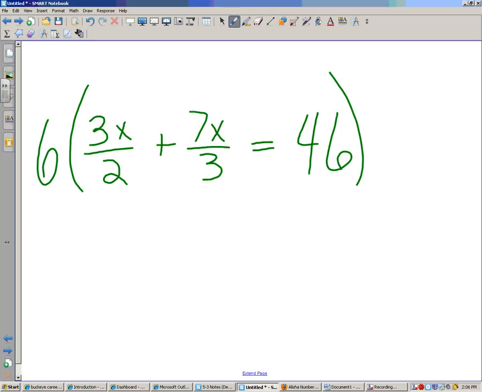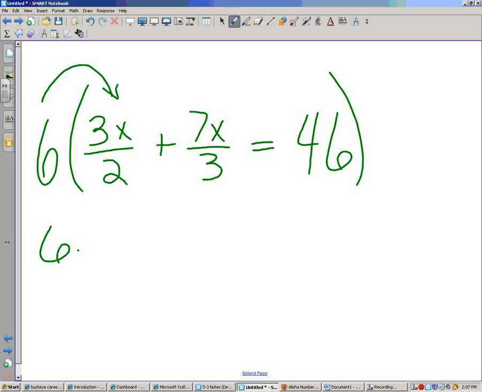I got these by looking here at the denominators. Okay? What is the lowest thing that both of them go evenly into? 6. Okay, that's where I got that. Now let's do our multiplication.